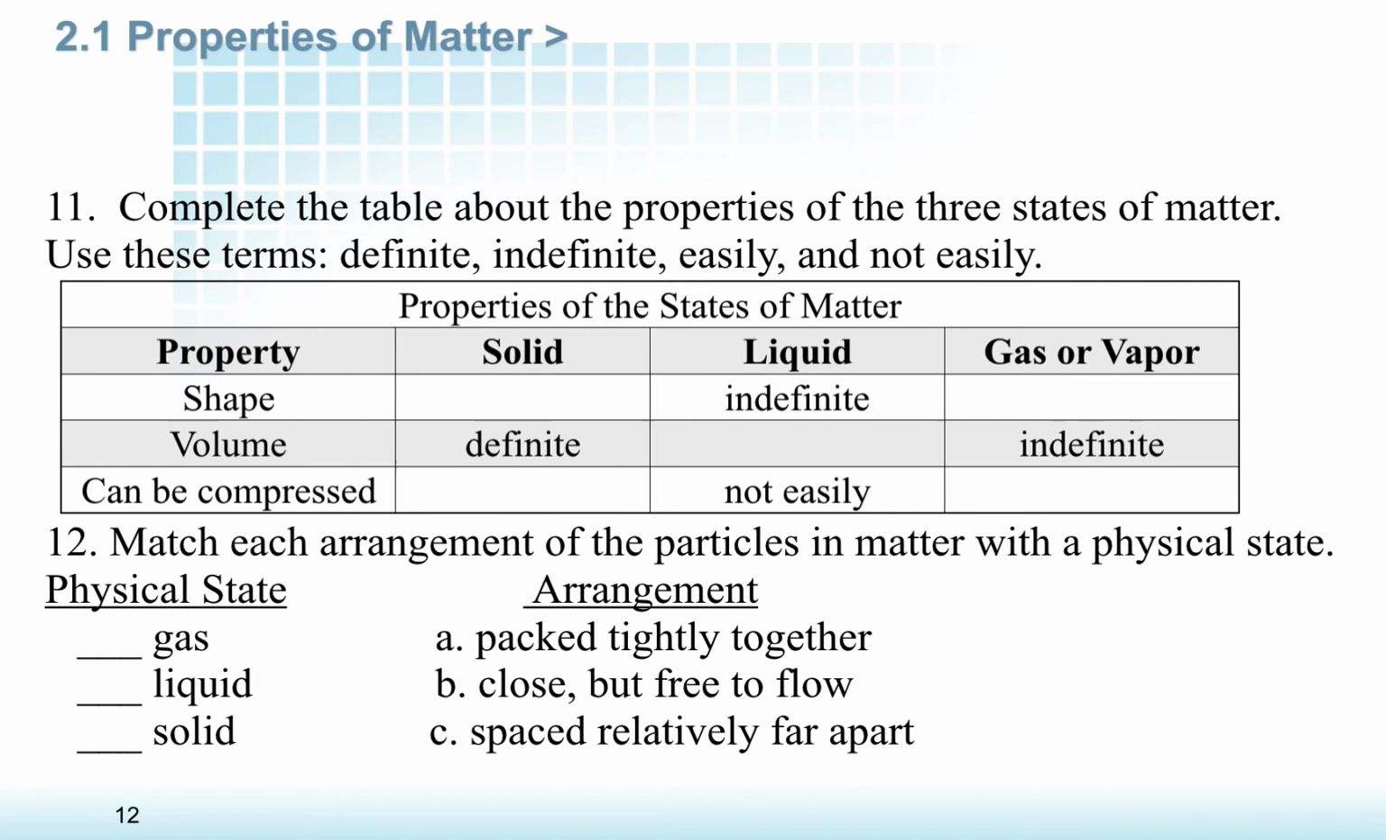Now, complete the table about the properties of the three states of matter. Use the terms definite, indefinite, easily, not easily. So the first property is the shape. The shape of a solid is definite. It does not change. The shape of a liquid is indefinite. It will take the shape of its container up to its volume. The shape of a gas or vapor is indefinite. It will completely fill its container.